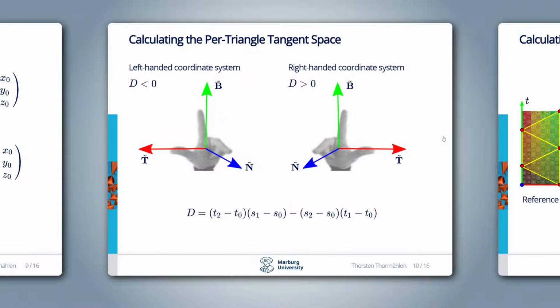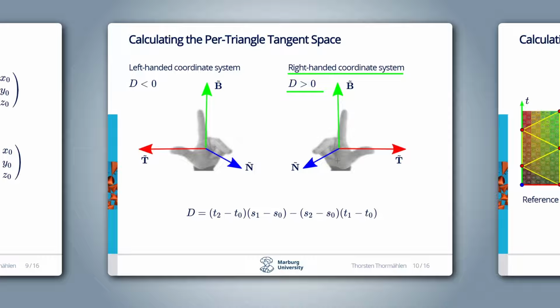The determinant d will be important later, because we can detect by the sign of the determinant if the transformation from the reference tangent space into the per-triangle tangent space is orientation preserving. In our reference tangent space, we used a right-handed coordinate system. If the determinant is larger than 0, the transformation into the per-triangle tangent space is orientation preserving. In this case, we stay in a right-handed coordinate system.